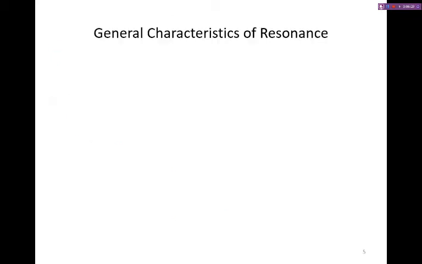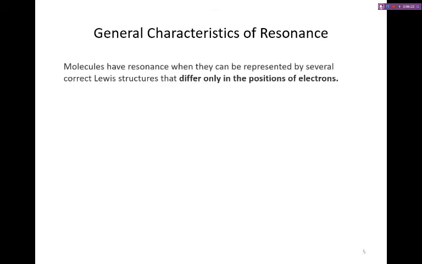So let's take a look at some general characteristics of resonance. Molecules that have resonance, when they can be represented by several correct Lewis structures, differ only in the positions of the electrons. When we looked at the nitrate, the oxygen atoms and the nitrogen atom were not changing locations. It was the electrons themselves that appeared to be changing locations.